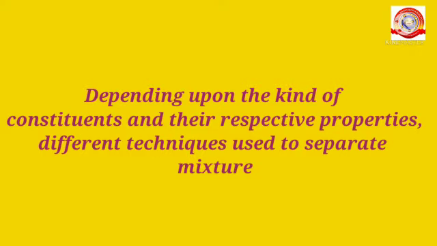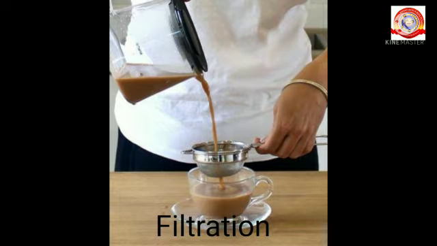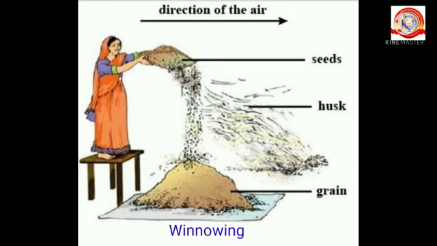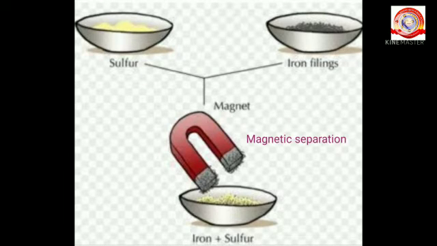In our daily life, we have occasions when components of a mixture are to be separated. Some of the methods of separation are familiar to you. Let us discuss. Filtration can be used to separate tea dregs from tea. Evaporation can be used to separate common salt from seawater. Winnowing, a traditional method, can be used to separate husk from paddy. Magnetic separation is the method of separating magnetic components from the mixture.